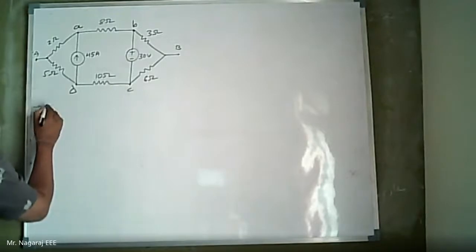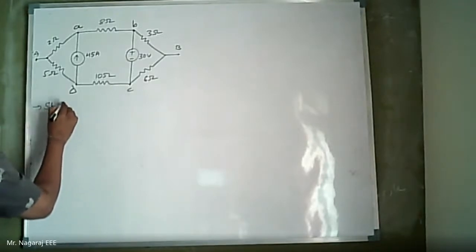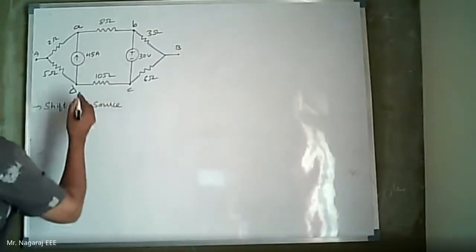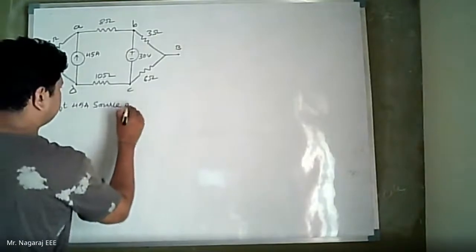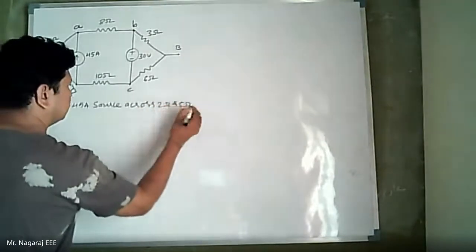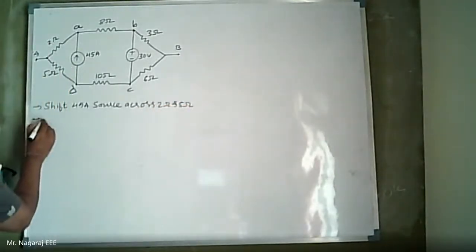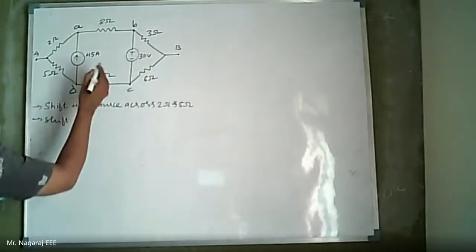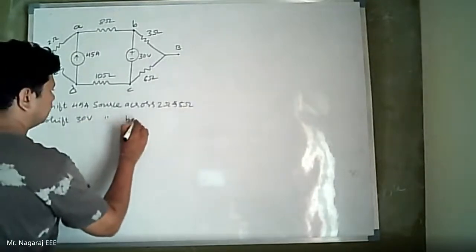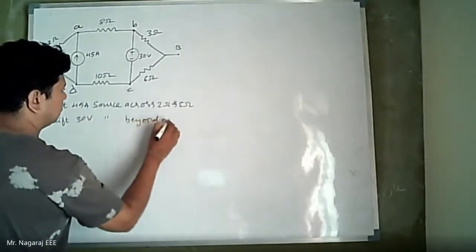See, shift the 45 ampere source across 2 ohm and 5 ohm. Shift the 30 volt source beyond node B.